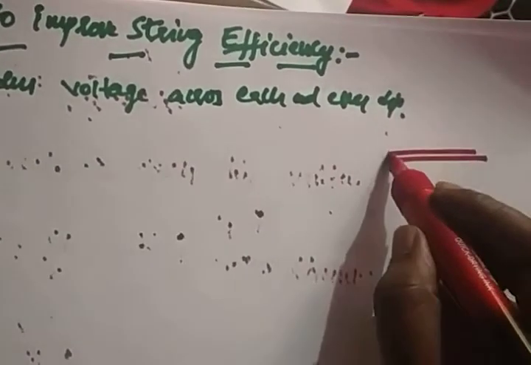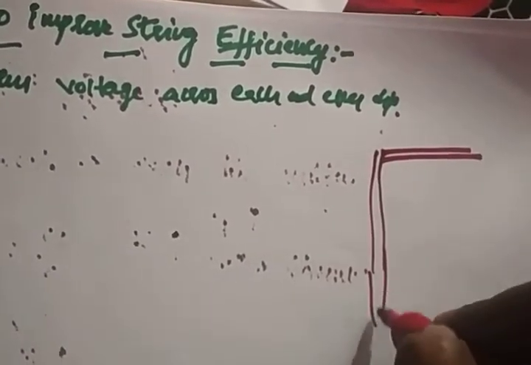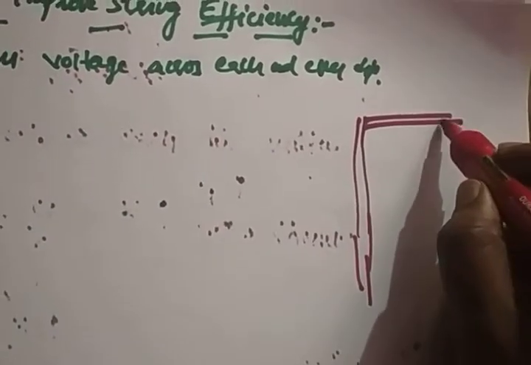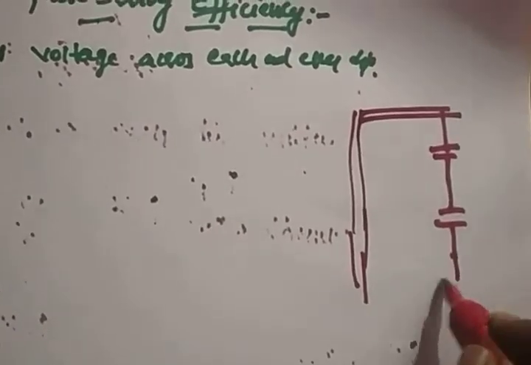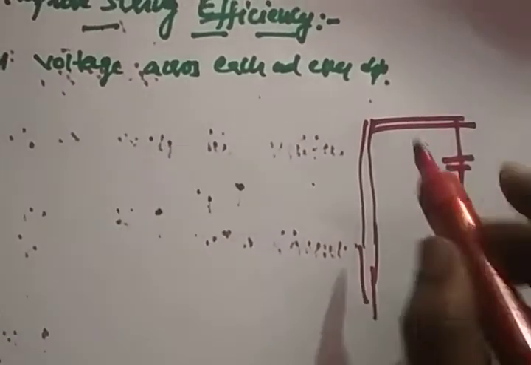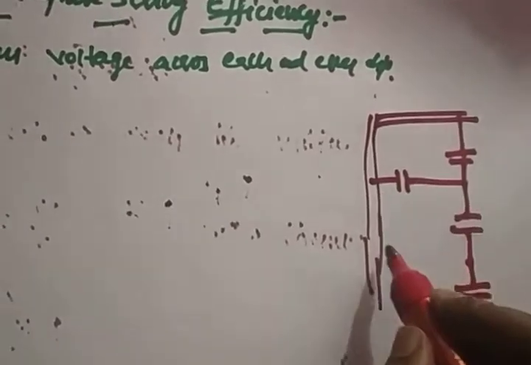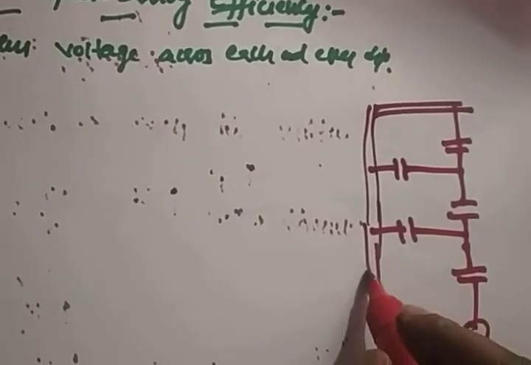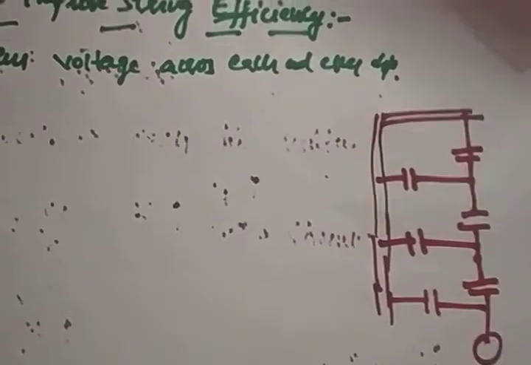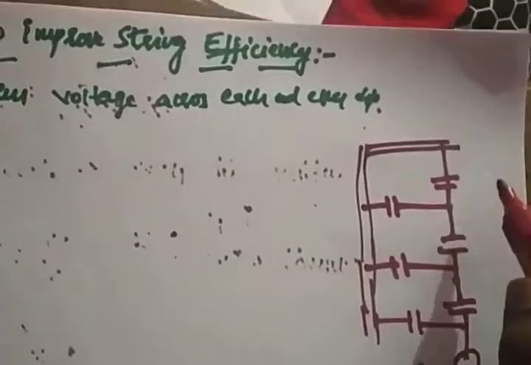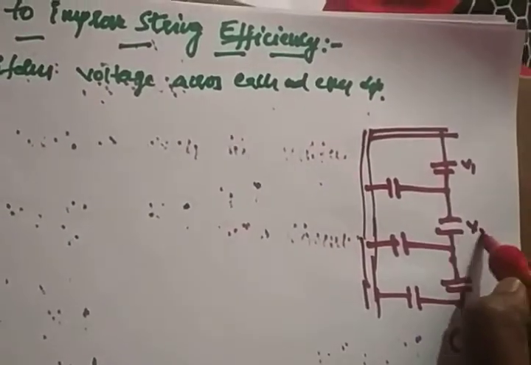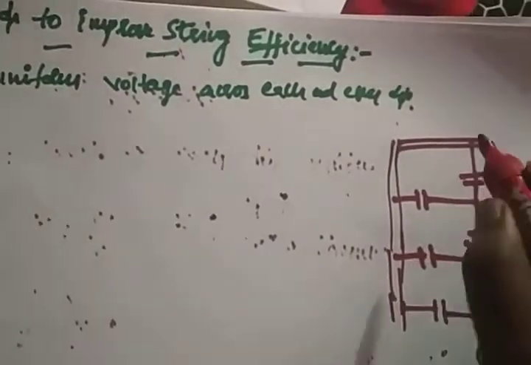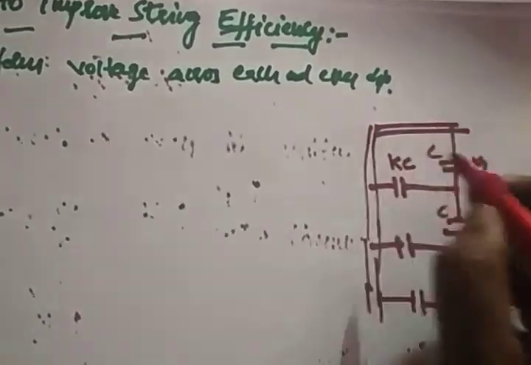So this is a cross arm and this is a pole. These are the shunt capacitances, which are existing. This is a suspension type insulator. This is the voltage across V1, V2, V3. This is C, and this is a shunt capacitor, which we are assuming as KC.